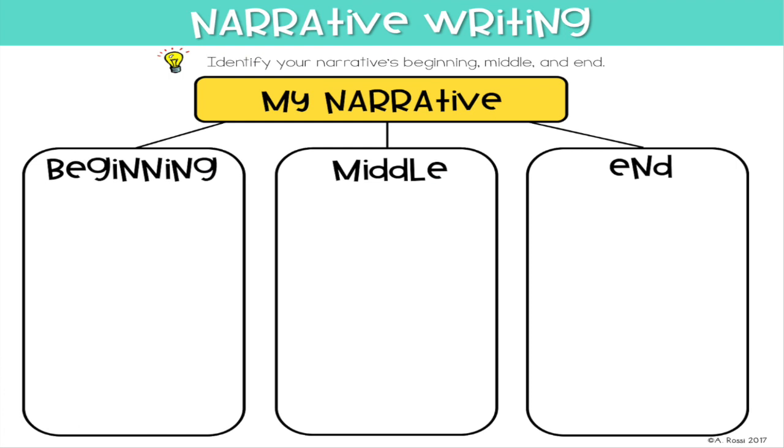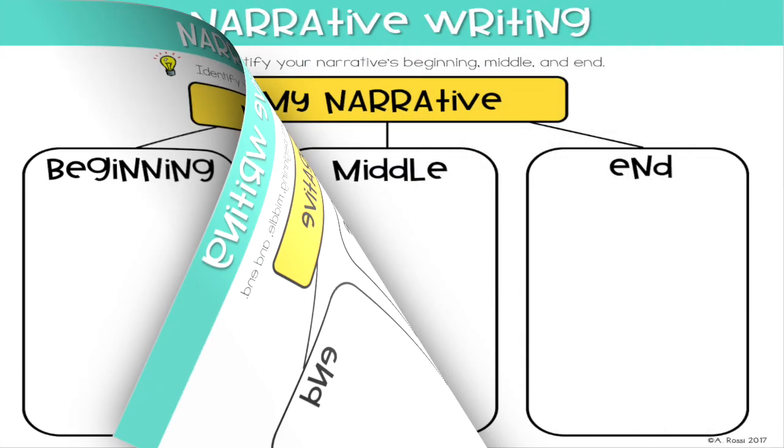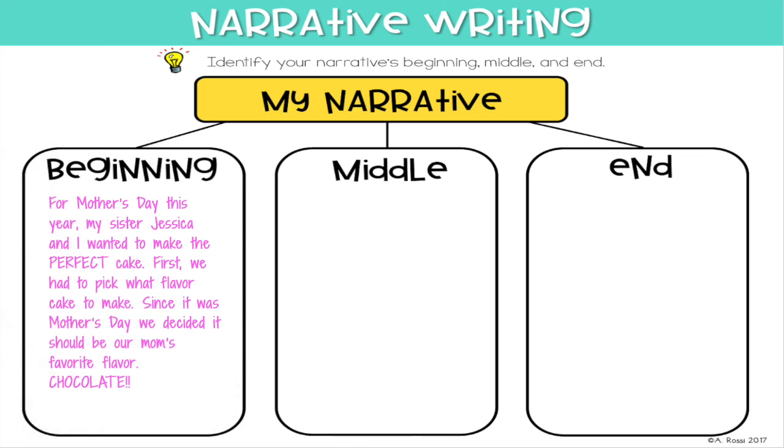Hey Snowy Owls, so we're going to go through my story now. And if you remember from yesterday, my story was about my sister Jessica and I making the perfect cake for Mother's Day. In the beginning, my sister and I decided that we wanted to make the perfect cake for Mother's Day. First, we had to pick what flavor to make. Since it was Mother's Day, we decided it should be our mom's favorite flavor, chocolate. If you look in the beginning box, I used the word first. This lets the reader know that this is happening in the beginning or the first part of my story.